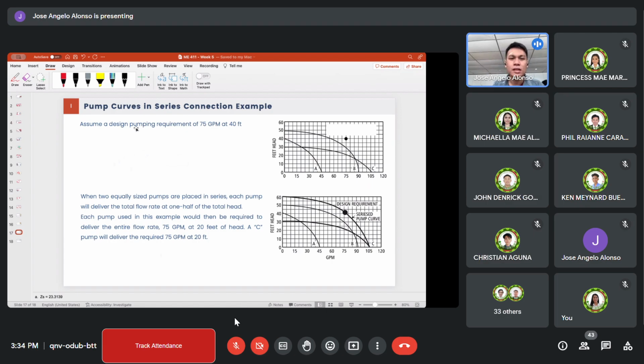Ganun din naman, actually ganun din when it comes to pump in series. So initial condition natin or ang design requirement natin is 75 gallons per minute at 40 feet of head. So let's plot it. Then kapag naka-series connection tayo, ano kinukuha natin class? Kinukuha natin is the total head. So the total head here is 40 feet. Hatiin nyo na sa dalawa, make it 20 feet.